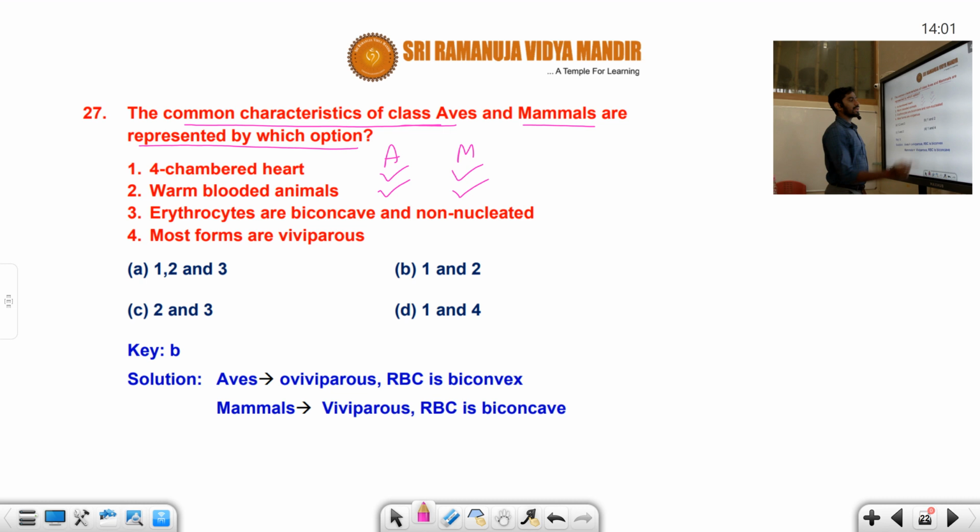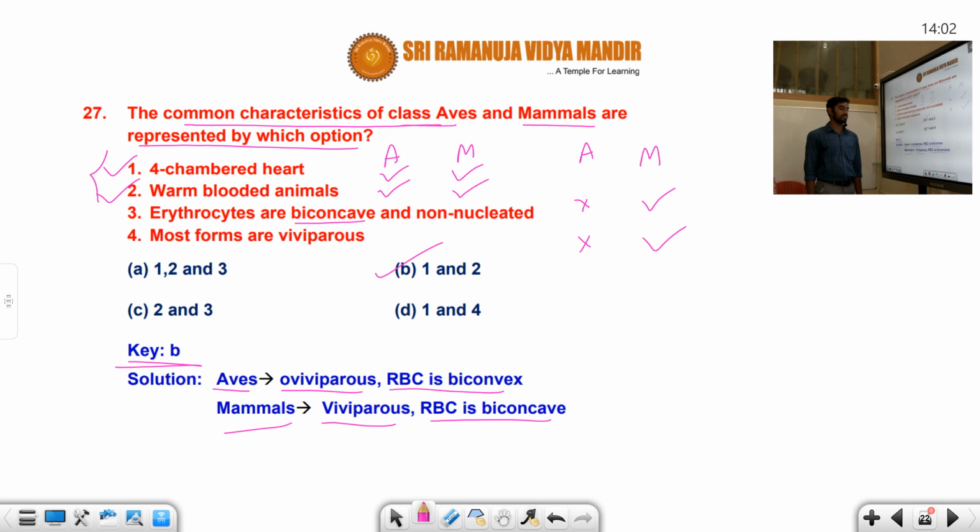Aves are oviparous and their RBC is biconvex, okay, and mammals are viviparous and their RBC is biconcave, right? So this is the information about the differences in points 3 and 4. Generally, the four-chambered heart and being warm-blooded are the same in both. So for 27, B is the correct answer. I hope you understand this.